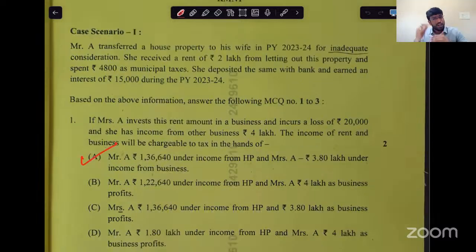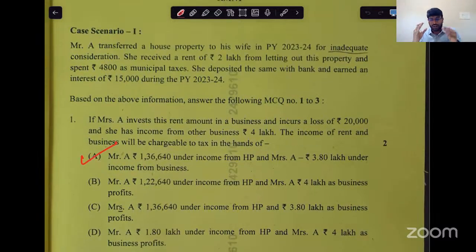Case scenario one. The order could be different for different sets of students because the order keeps changing, but the questions are the same. Order could be different, but questions are same. So please see the first one.